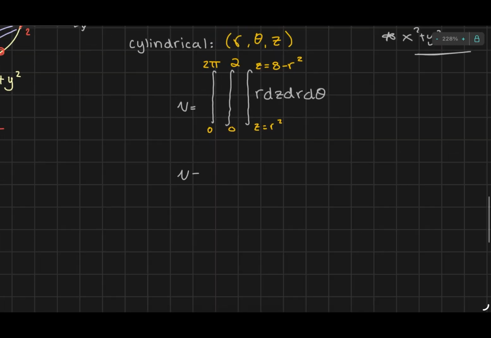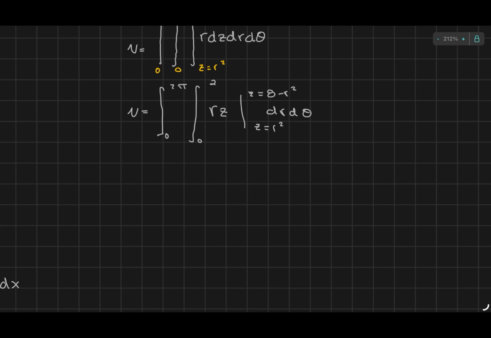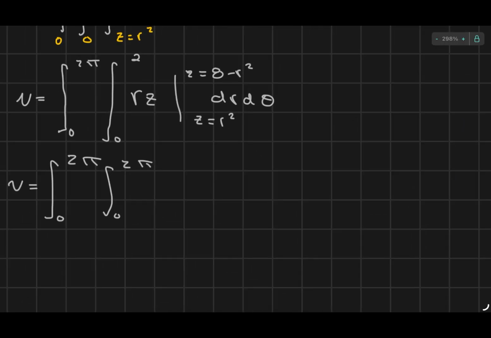So our volume is equal to the integral from 0 to 2 pi, 0 to 2, and then r dz. It's just going to be r z from z equal to r squared to z equal to 8 minus r squared, dr d theta. Coming down, V is equal to the integral from 0 to 2 pi, 0 to 2. Let's simplify this. That's going to be r times 8 minus r squared, so 8r minus r times r squared, which is minus r cubed, dr d theta.